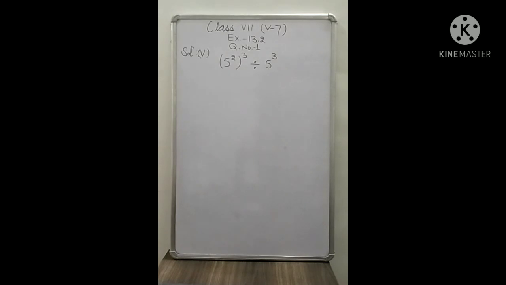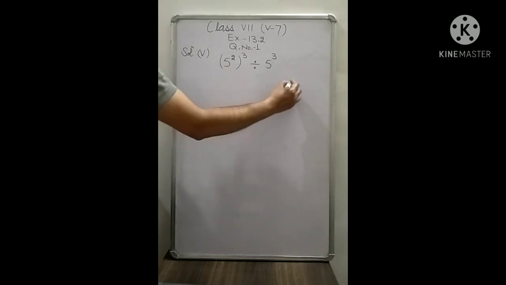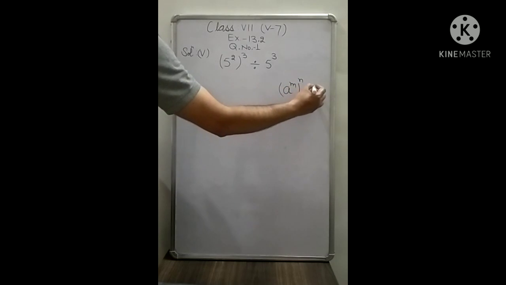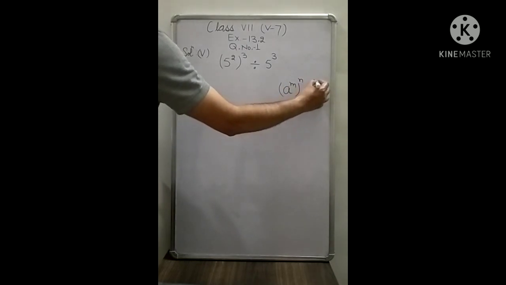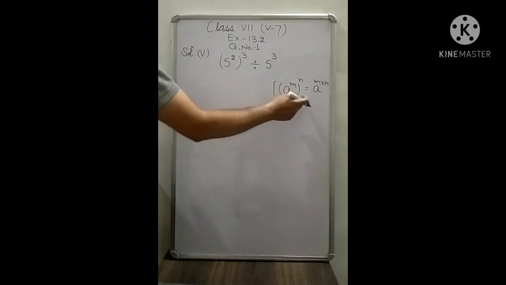So first of all, here we use a law of exponents. You have an exponent, and again the power is an exponent. Two exponents we are having. So which law is this? It is a raised to the power m and whole raised to the power n is equal to a raised to the power m into n. So this law we will use here.